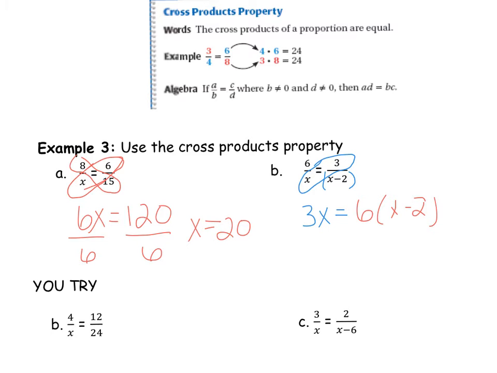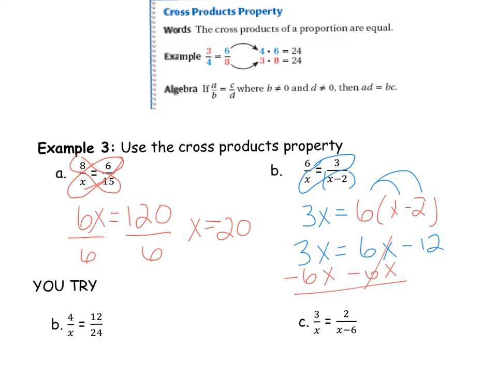Okay, and the reason I did that is so that I know that I need to distribute. So 3x equals 6x minus 12. Okay, now I'm going to go ahead and solve. So I want to get these x's on the same side.